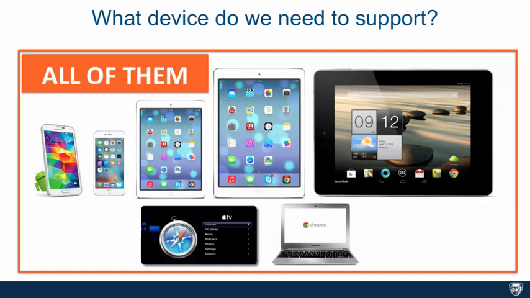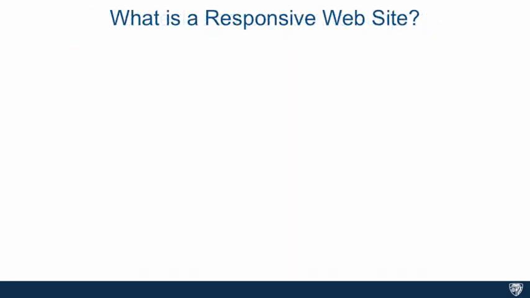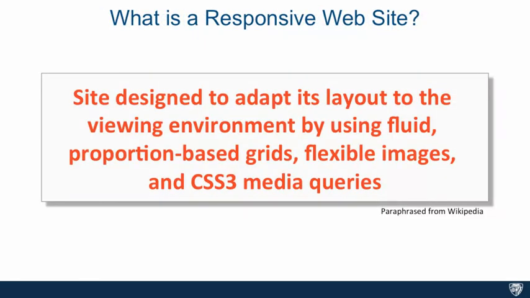Well, I think the answer lies in what responsive design is. So what is a responsive website? Well, that's a site that's designed to adapt its layout to the viewing environment by using fluid, proportion-based grids, flexible images, and CSS3 media queries. And by proportion-based grids, what we mean, or are hinting to, is that the width of these grids, or these columns, as we'll see in a moment, should be specified using a percentage.